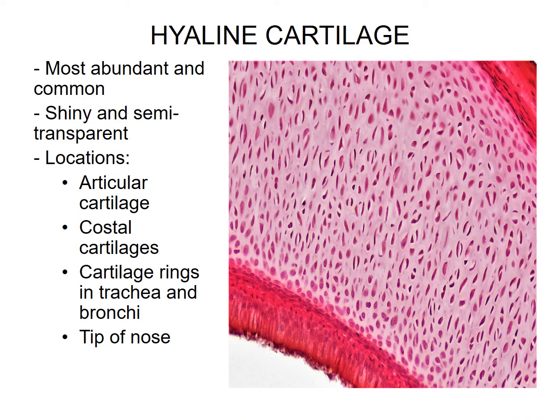So hyaline cartilage, by far the most abundant. When in doubt, hyaline cartilage. And the reason why is because your articular cartilage is hyaline cartilage. So if you have 206 bones, almost every single one of those bones join with another bone, and there's cartilage between those bones. So that's a very large number. The cartilage between your ribs, inside your respiratory system, tip of your nose as well. So this one has a very, very clean and neat matrix.